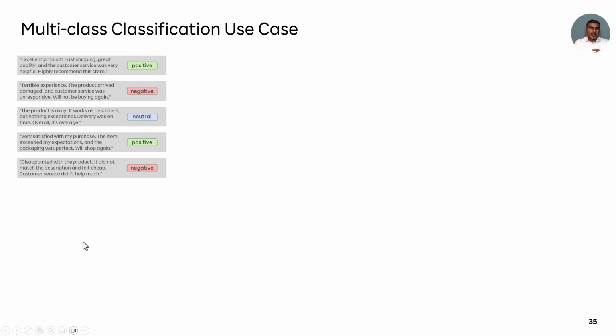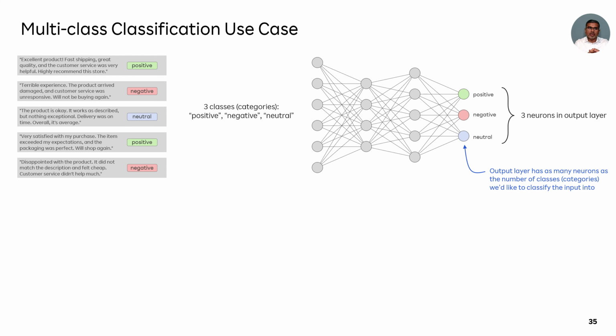So let's look at a few examples here, just as a way to understand how you build a neural network. Here, what I have is a bunch of user reviews of an e-commerce site, and for training, I'll say positive, negative, neutral are the three classes, and I build a neural network. So the number of output neurons is going to be three. Why? Because the number of classes into which this input can be classified is three.